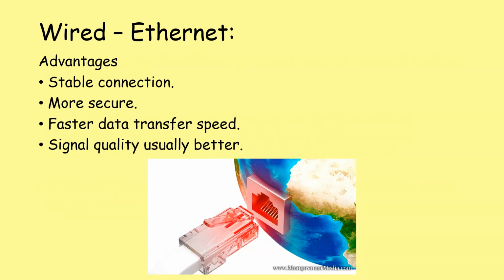What are the advantages of having a wired Ethernet connection? Well, you get a stable connection. It's more secure. What do we mean by more secure? Well, if you have a wired connection, you actually need to be physically in the building and plug a cable into your computer to take part in the network. Whereas with a wireless connection, with Wi-Fi, you could be anywhere in the surrounding area and still pick up that signal, and possibly access it.